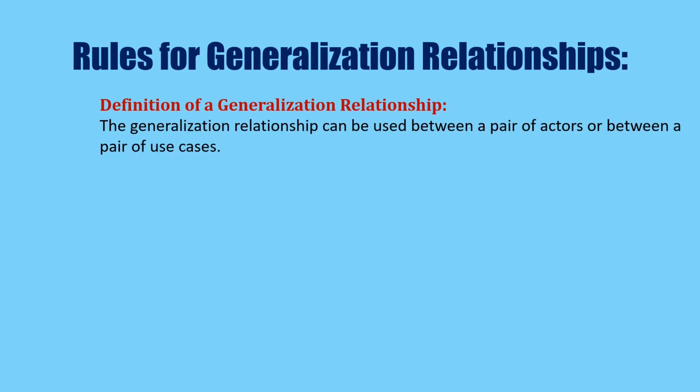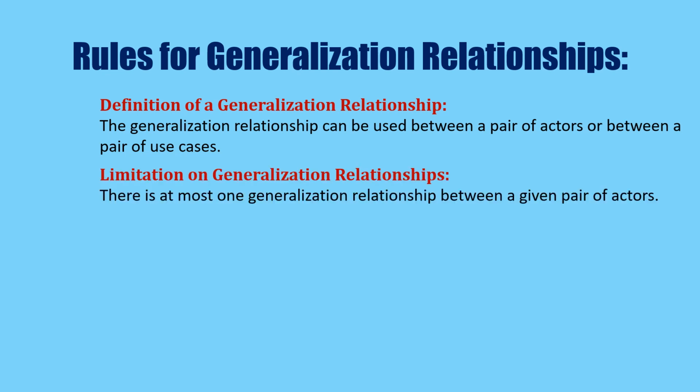Rules for generalization relationship. A definition of a generalization relationship. The generalization relationship can be used between a pair of actors and between a pair of use cases. For example, in a university system, a student actor may have a generalization relationship with the more specialized undergraduate student actors.